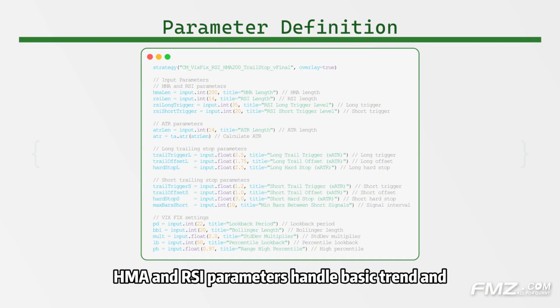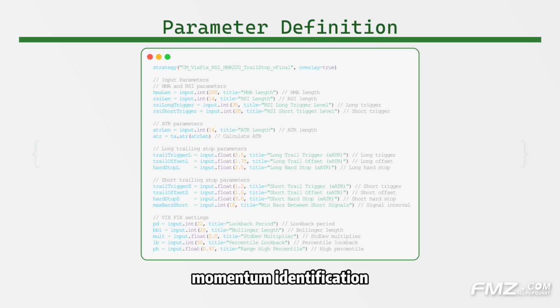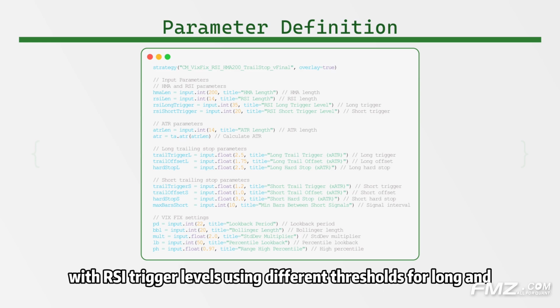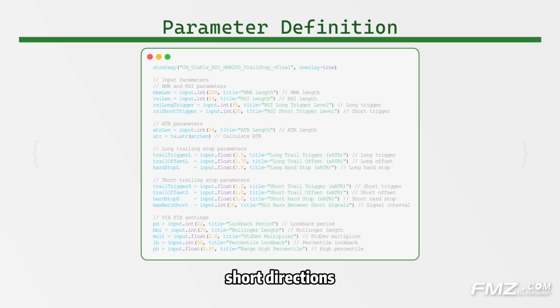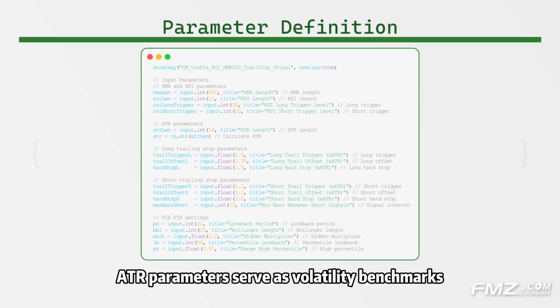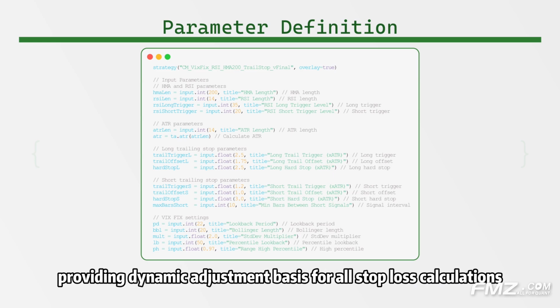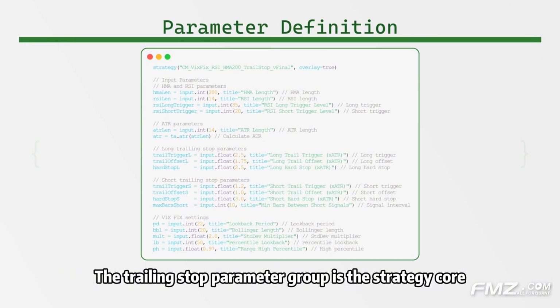HMA and RSI parameters handle basic trend and momentum identification, with RSI trigger levels using different thresholds for long and short directions. ATR parameters serve as volatility benchmarks, providing dynamic adjustment basis for all stop-loss calculations. The trailing stop parameter group is the strategy core.